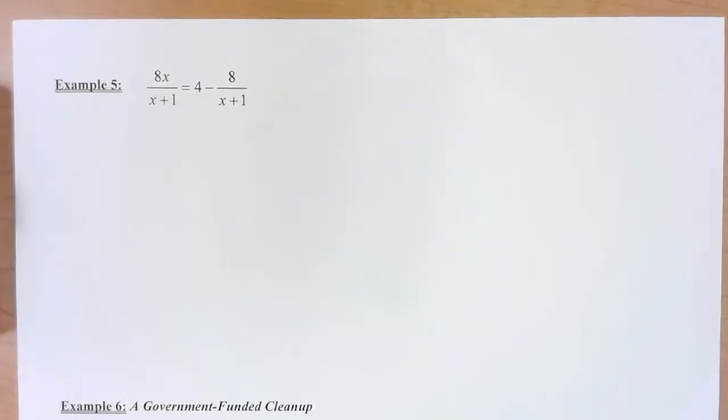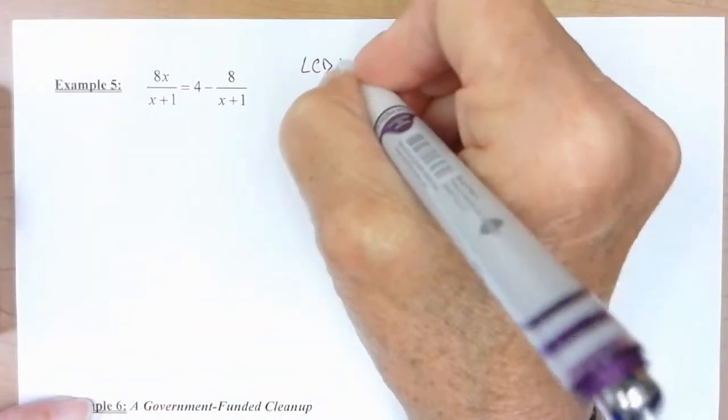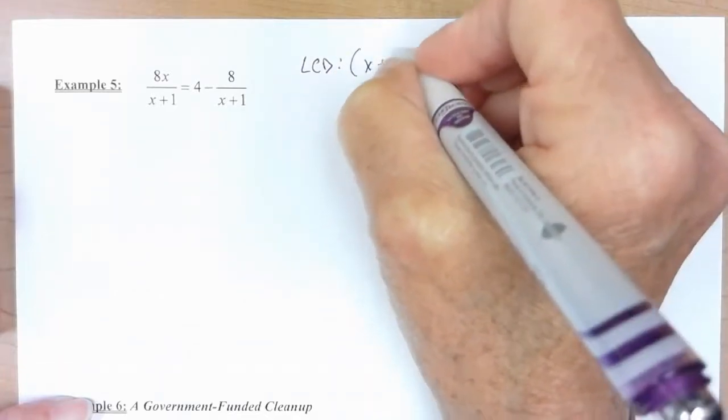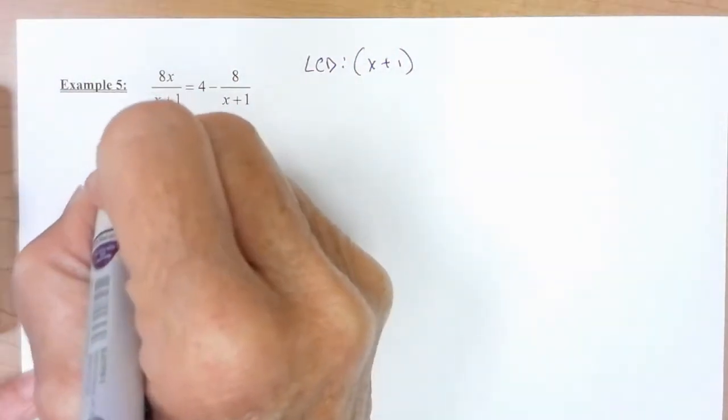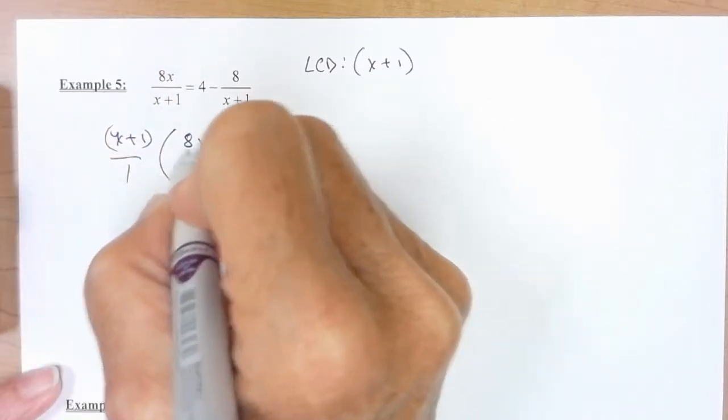A few more examples about solving rational equations. In this particular example, if you'll notice, I've only got one denominator. It can't be factored, so that's going to be my LCD. Just that. So I'm going to put LCD over 1 times all terms.